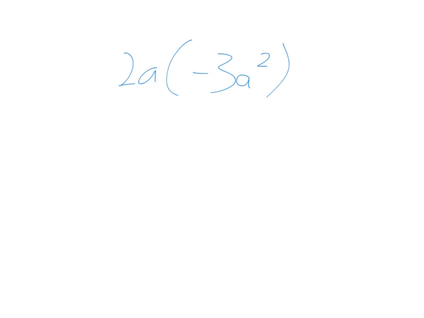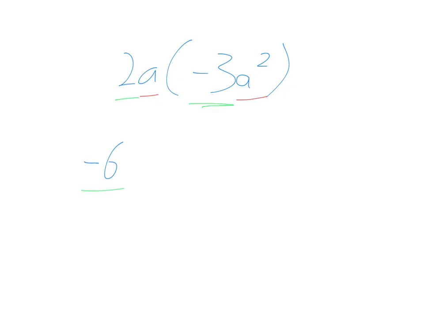The last example we're going to look at, we have 2a times minus 3a squared. Again, we'll multiply the constants by the constants, being careful of this minus number here. Then we'll multiply the variables by the variables. So 2 times minus 3 is first. A positive times a negative gives us a negative, and 2 times 3 gives us 6. So 2 times minus 3 gives us minus 6.